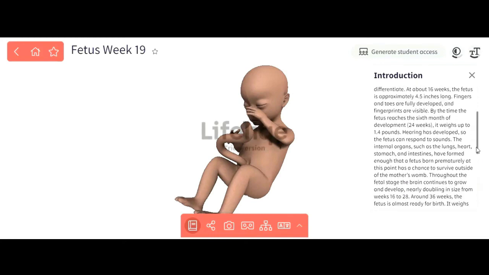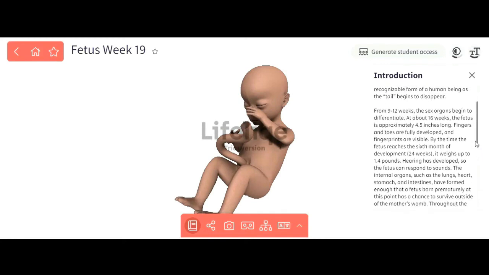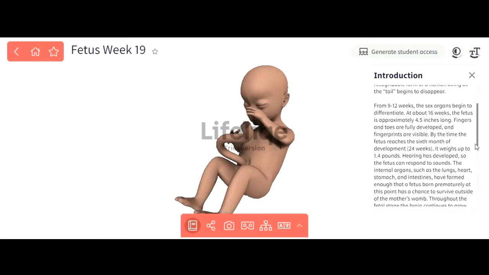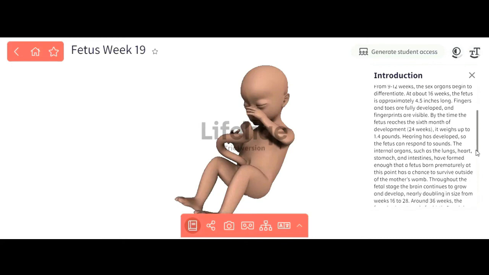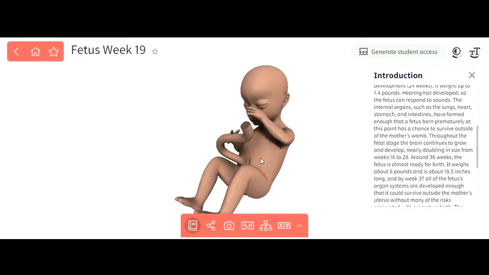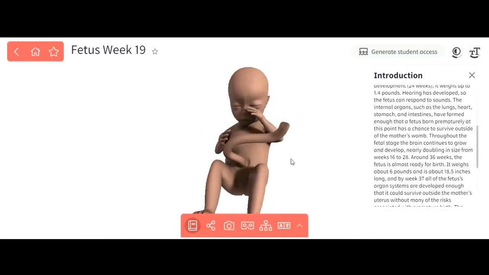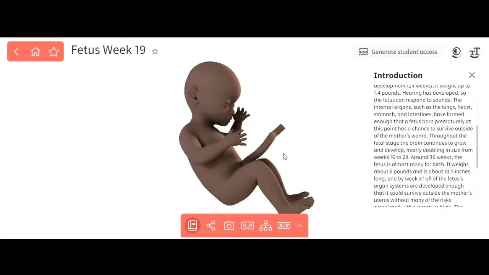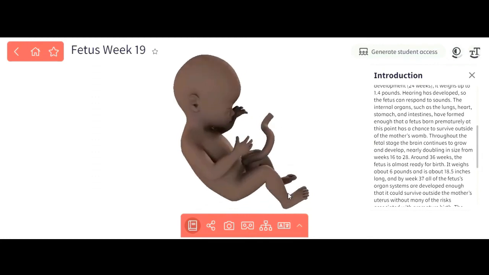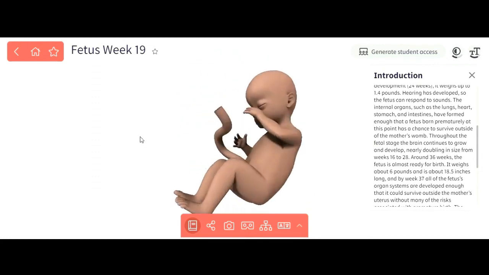there is a lot of development from the first thing that we call a blastocyst, and in fetus week 19 it has already become a fetus, and in a few weeks it will be a baby.